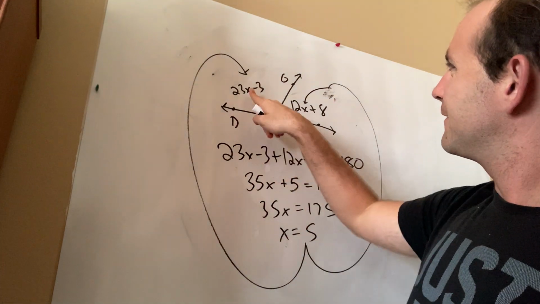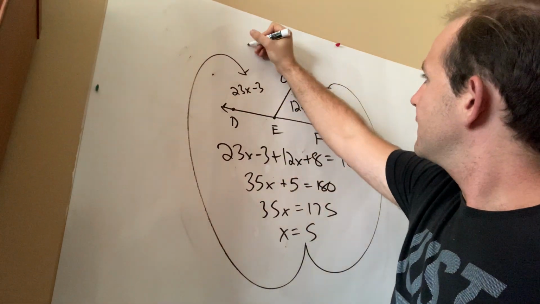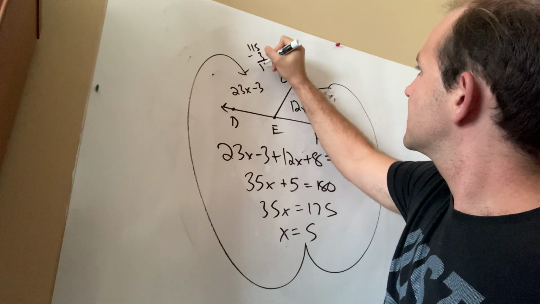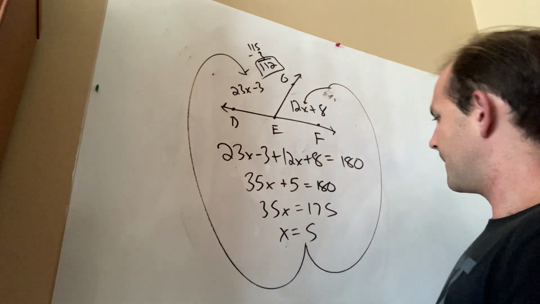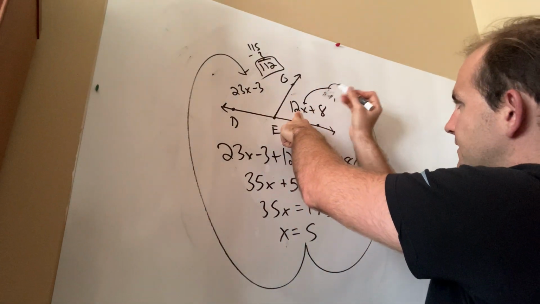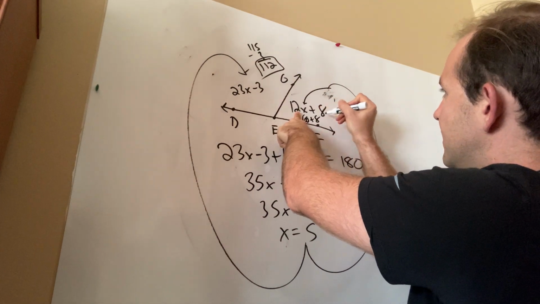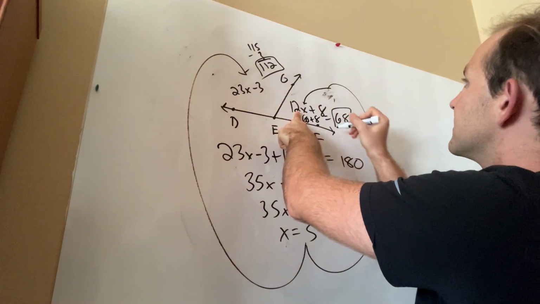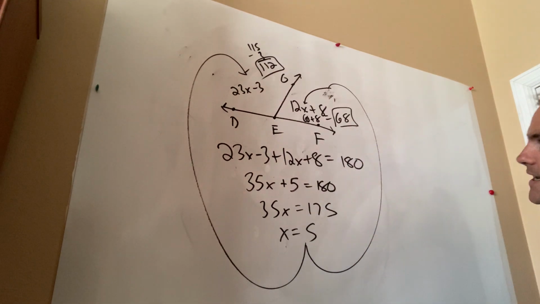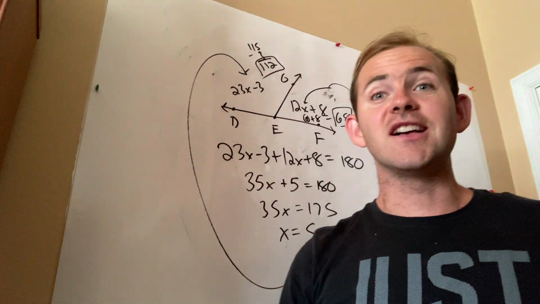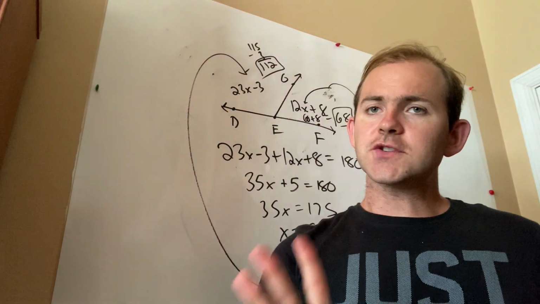Yeah. So when I plug in 5 here, 115 minus 3 gives me 112. And over here, 12 times 5 is 60 plus 8 equals 68. 112 and 68 together, do they make 180? Yes, they do. So those are the basic problems.